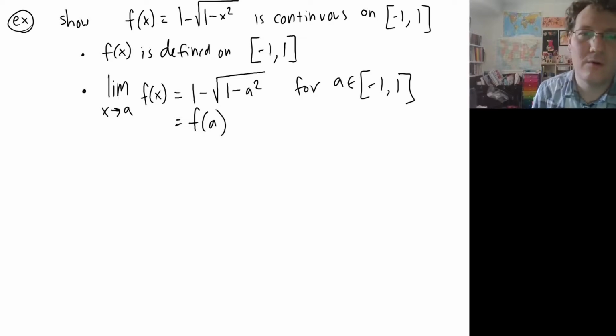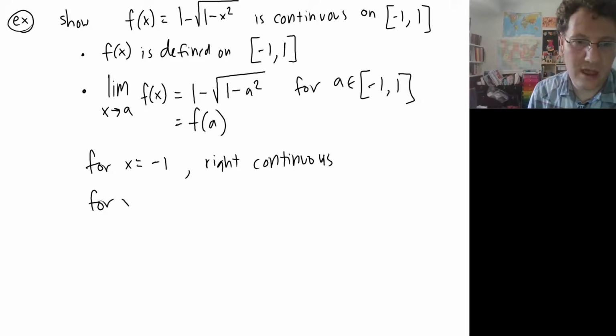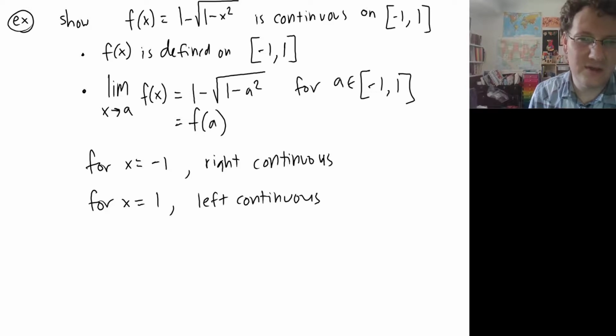And now for x equals -1, we only need it to be right continuous, and for x equals 1, we only need left continuous, because at those endpoints, the function's not defined beyond the interval, and so we're talking about the right-hand limit and the left-hand limit. So we have right-hand continuity and left-hand continuity at those endpoints, and that's enough. That's fine.